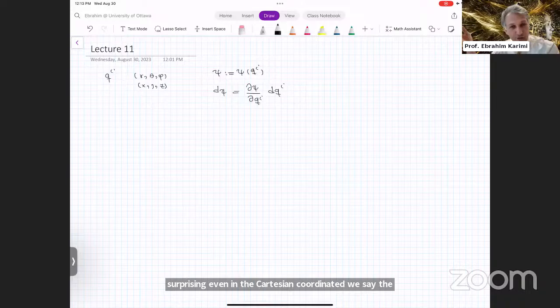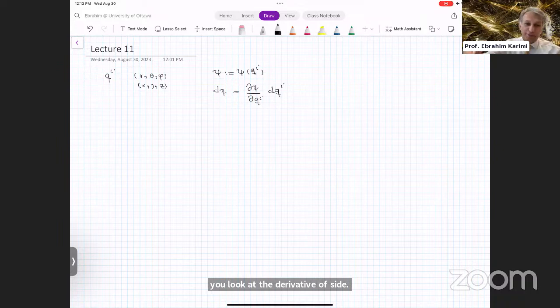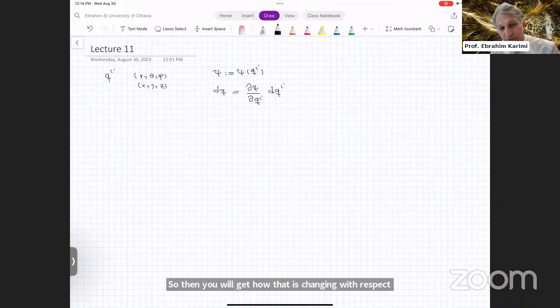So then you will get how that is changing with respect to x, with respect to y, or with respect to z. And then from there, you define the gradient, which is essentially the scalar quantity, how that evolves upon changing x, changing y, or changing z. Okay? And that was what we found in the gradient of the temperature, which essentially is a vector, not a scalar quantity.